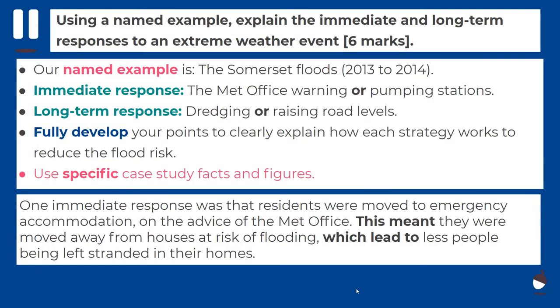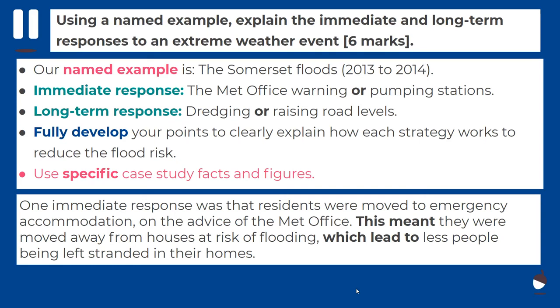So we're now going to apply our understanding of responses to a question. Using a named example, explain the immediate and long-term responses to an extreme weather event. 6 marks. Because it's 6 marks, we need to write about 2 responses, one immediate and one long-term. So our named example is the Somerset Floods 2013 to 2014.